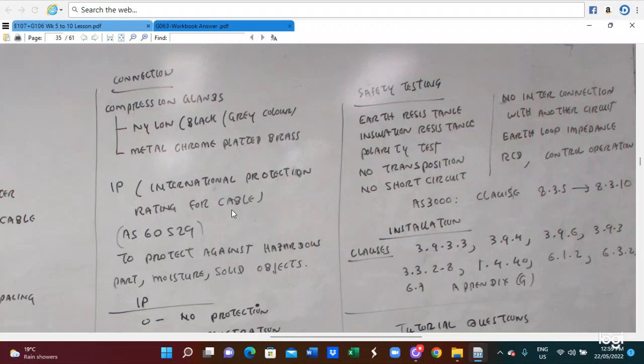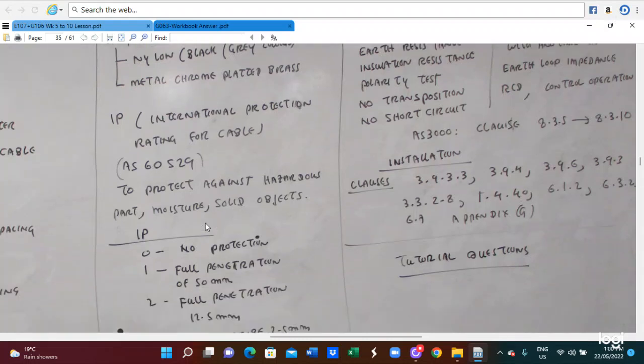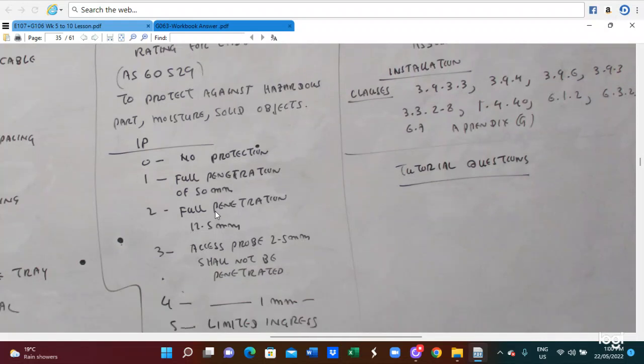In the meantime, it's an IP. IP is an ingress protection rating for the cable. So we have to follow the AS 60529 standard. The function is to protect against hazardous parts, wire, solid objects.